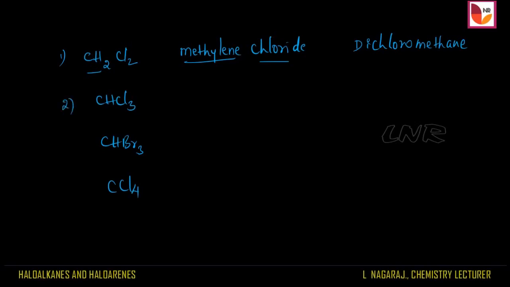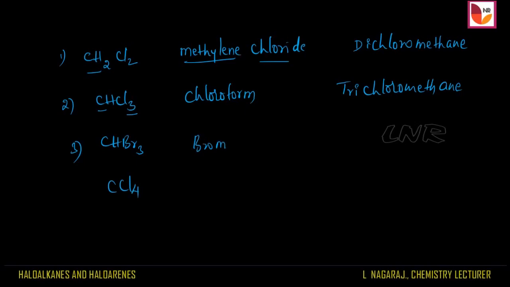And the second molecule, CHCl3, is known as chloroform, and in the IUPAC system it is represented as tri, because it contains three halogen atoms, trichloro, and it contains only one carbon, so it is meth, and the nature of the bond is ane. And the third molecule, CHBr3, is called bromoform, and in the IUPAC system it is represented as tribromomethane.